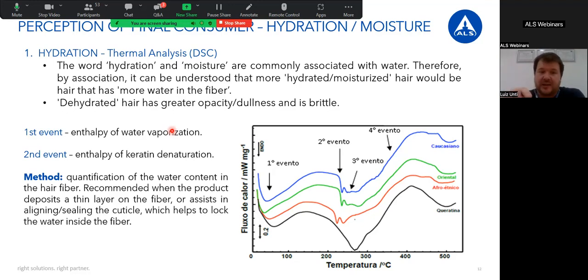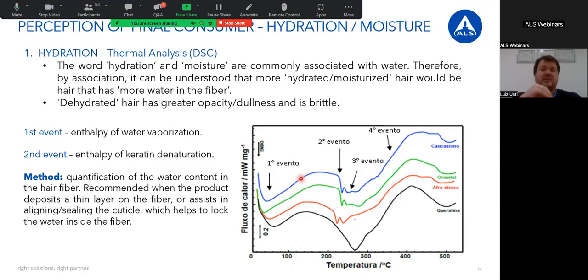fiber. And for hydration, we use thermal analysis. And we compare this first event in the thermal analysis to quantify the enthalpy of water vaporization. Basically, a higher enthalpy of water means we have more water inside the hair. And we recommend using this test when we want to sustain a claim related to sealing the cuticle, locking in the hydration inside the fiber, or aligning the cuticles.